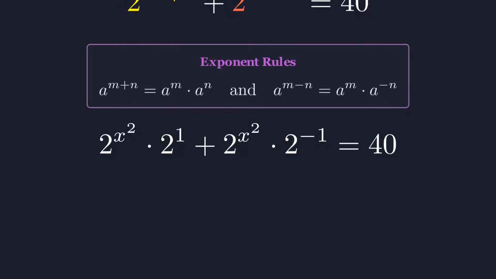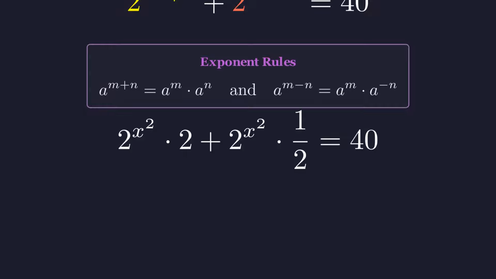We have 2 to the x squared times 2 to the 1 plus 2 to the x squared times 2 to the negative 1. Before we go any further, let's clean up these simple exponential terms. 2 to the first is just 2, and 2 to the negative 1 is 1/2. Nothing fancy there.